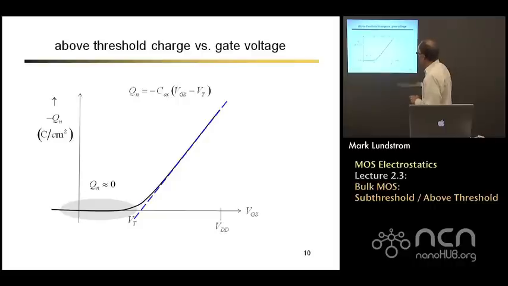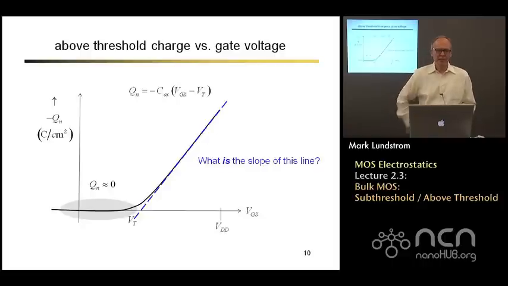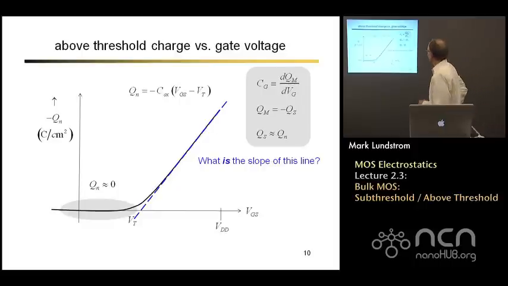We just said that above threshold the charge increases linearly with the amount of voltage that we are above threshold, and the slope is related to this oxide capacitance. Okay. Well, the question I'm going to ask is, let's take a closer look at that slope of that line. We'll find that the slope is actually a little bit less than the oxide capacitance, and this is becoming important these days. So we'd like to be careful about that.